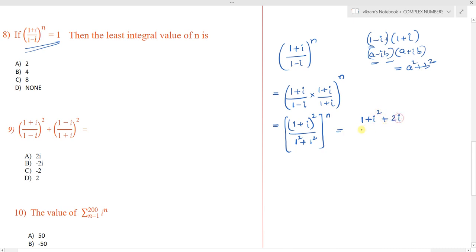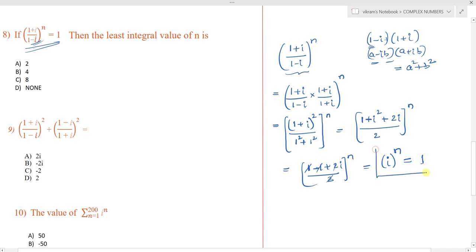A is 1, b is i, so (1 plus i square, which is minus 1, plus 2i) by 2 whole power n. Then 1 minus 1 cancels out and 2i by 2 is simply i, so we get i power n. So in general, we are simplifying (1 plus i) whole power n by (1 minus i), and the resultant of this is i, then i power n equals 1.